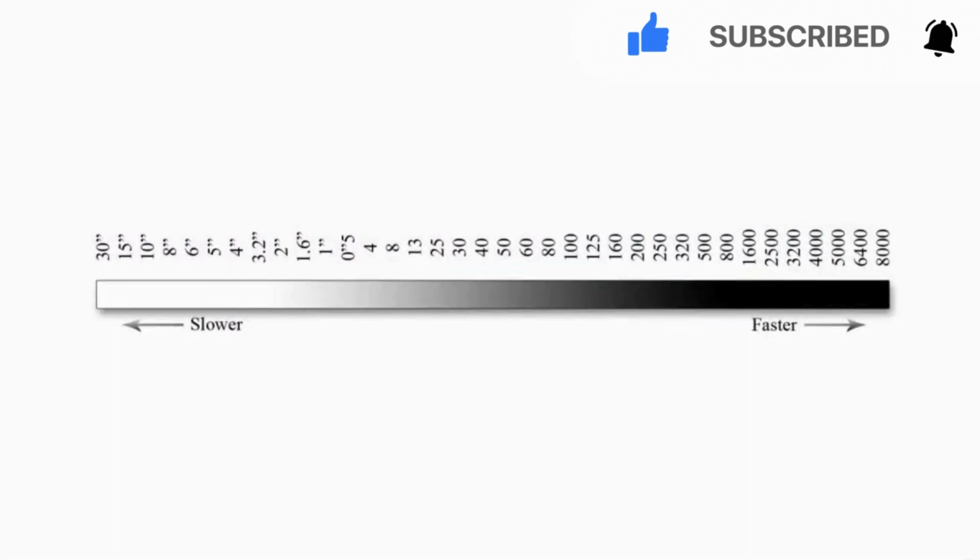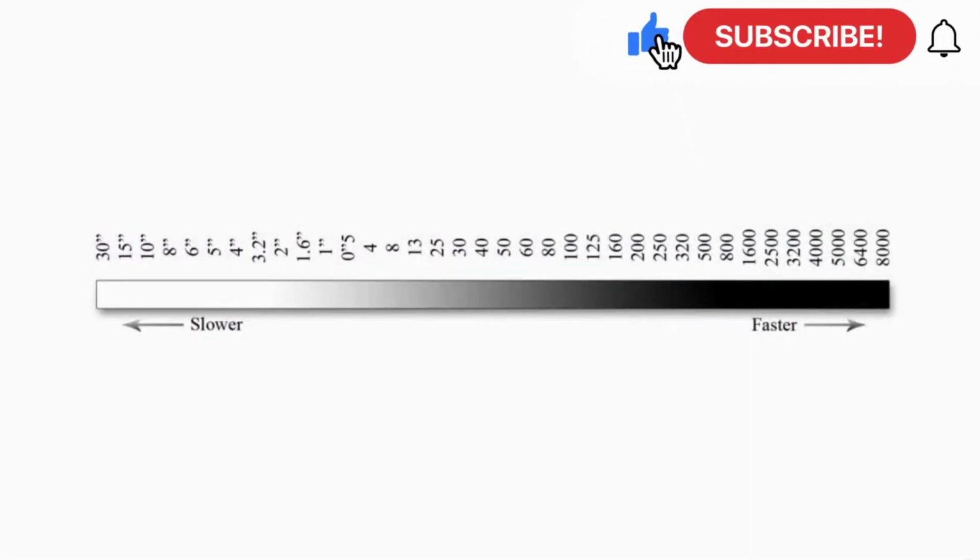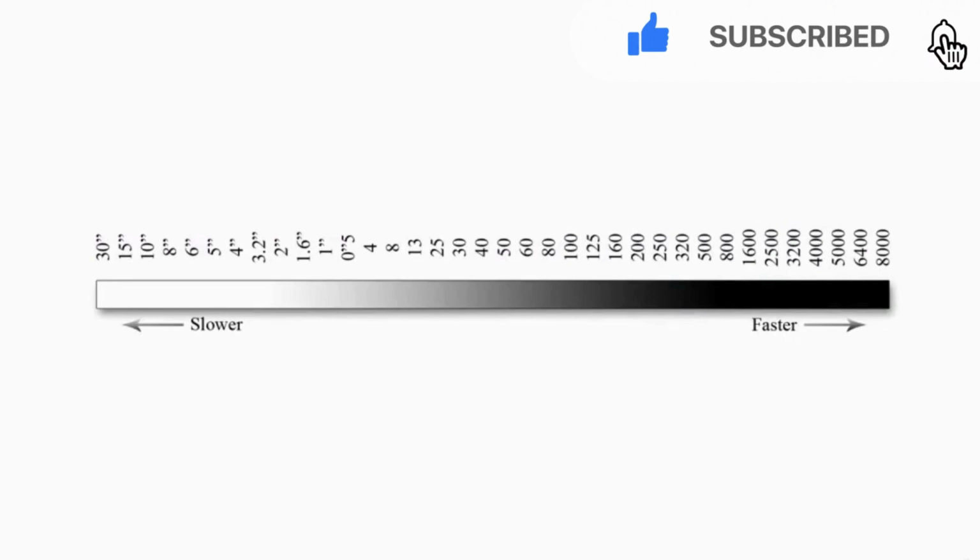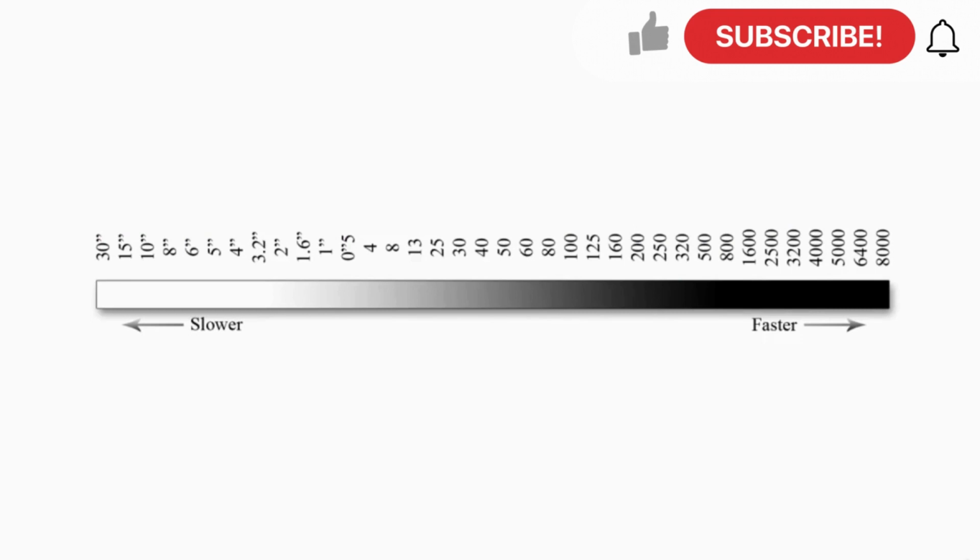This is a typical range of shutter speeds that you'll see in digital SLRs today. Anywhere from 8,000ths of a second, if you can imagine that fast, all the way down to 30 whole seconds, which is a long time to have your shutter open.